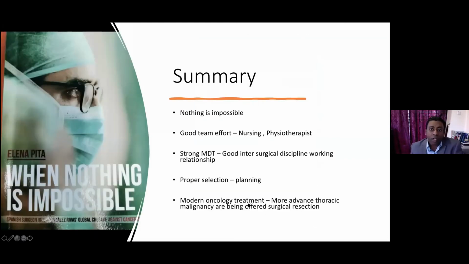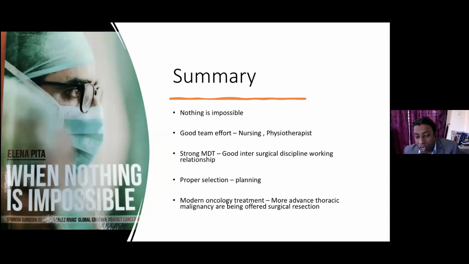So in a nutshell, nothing is impossible. This is from a book which one of my trainers gave to me while I was in Shanghai Pulmonary, where he said, when nothing is impossible, a good team effort between nursing, physiotherapists, and the doctors will allow the impossible to become possible. A strong MDT, a good inter-surgical discipline working relationship is what is needed.